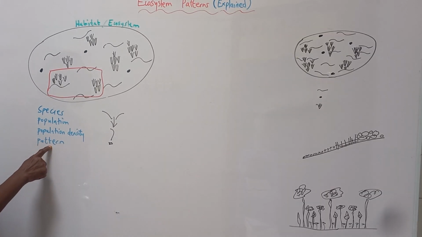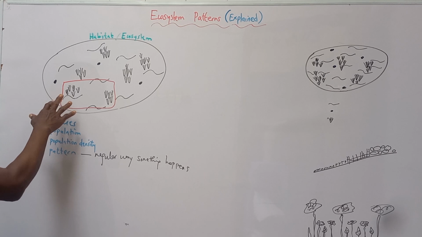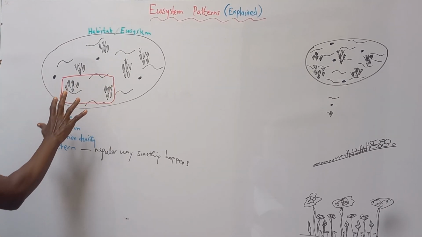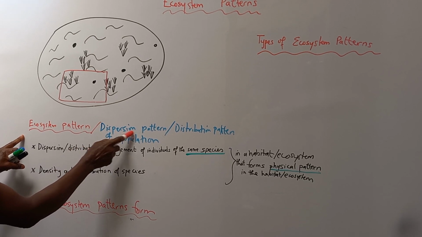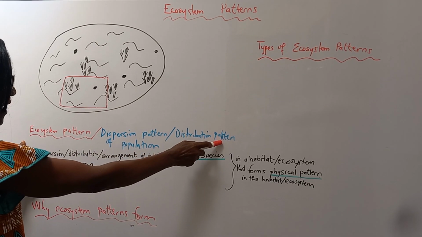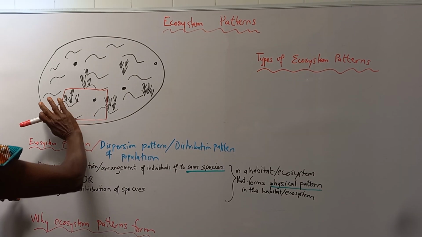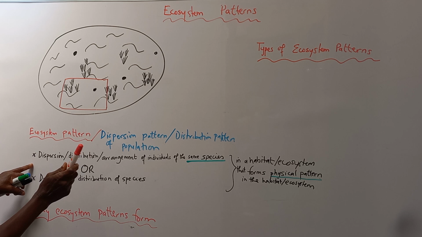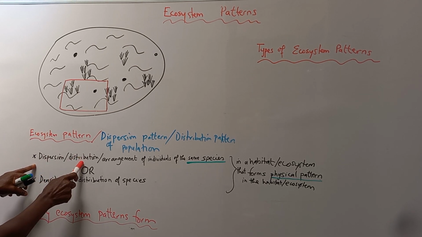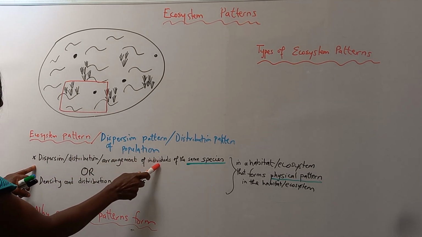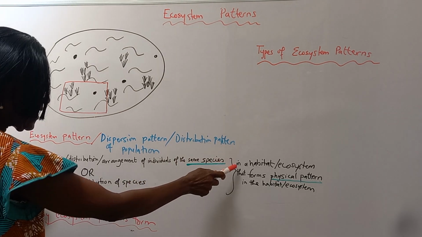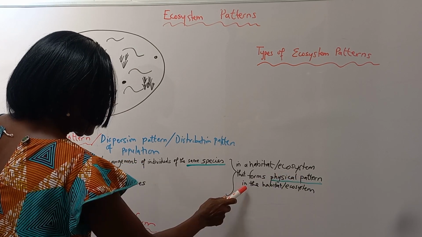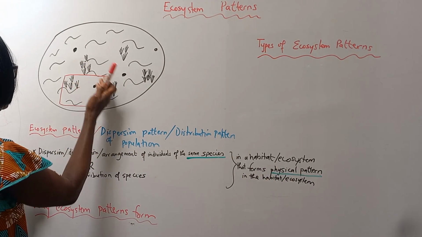What about the term pattern? Pattern is the regular way something happens. So we are going to define now ecosystem pattern. It's the same as dispersion pattern or distribution pattern of population, how these populations are distributed. So the definition: we can have dispersion or distribution or arrangement of individuals of the same species in a habitat or ecosystem that forms a physical pattern in the habitat. This forms a physical pattern.